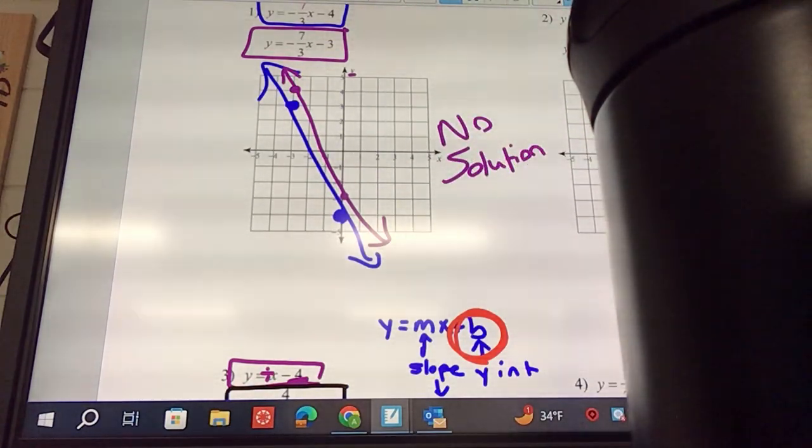Okay, where's the other one? They intersected how many times? Once. So that's one solution. Okay? That one's gonna be a no solution.